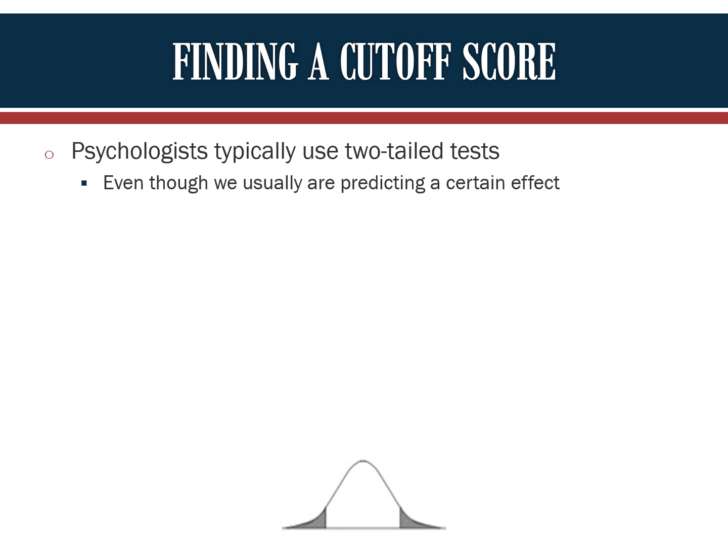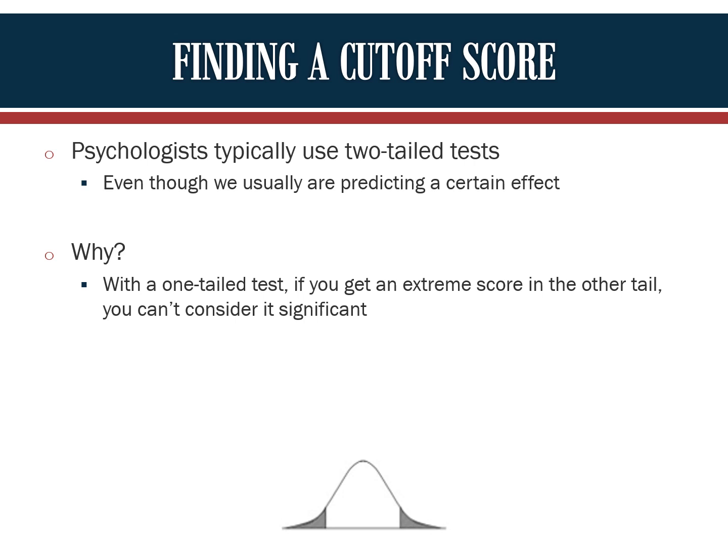This is, again, the importance of the distinction between your own personal hypothesis and our statistical hypotheses. Personally, if I was going to do this chocolate study, I would expect that chocolate should increase people's happiness, right? But statistically, I'm still going to do a two-tailed test instead of a one-tailed to ensure that I am doing the best work that I can do. Now, there's actually several reasons why it makes sense for us to do two-tailed instead of one-tailed tests. Probably the most important reason is because if we did a one-tailed test, but then we got an extreme score in the other tail, we cannot consider it significant.